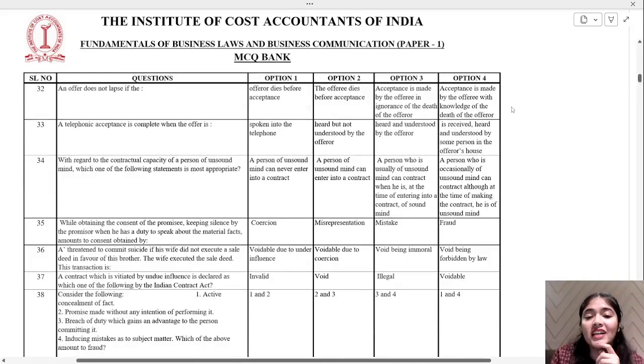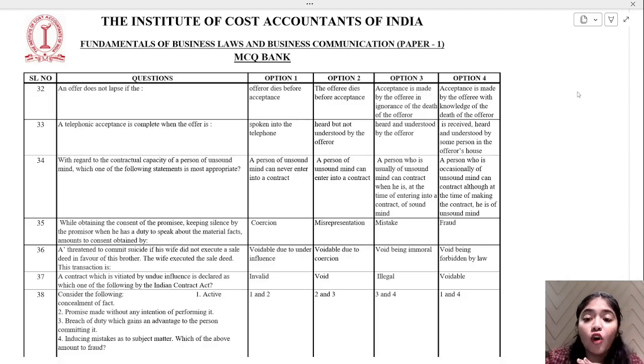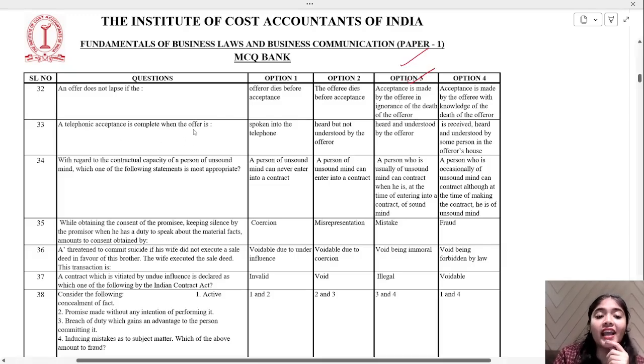An offer does not lapse if the offerer dies before acceptance, the offeree dies before acceptance, acceptance is made by the offeree in ignorance of the death of the offerer, or acceptance is made by the offeree with knowledge of the death of the offerer. So if you are not aware, that time only the offer will not lapse. If you are aware, then the offer will lapse. Option number 3 is the correct one over here. A telephonic acceptance is complete when the offer is spoken into the telephone, heard but not understood, heard and understood by the offerer, is received, heard and understood by some person in the offerer's house. So what do you think is the correct option over here?